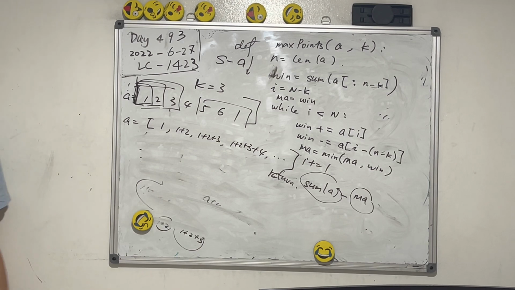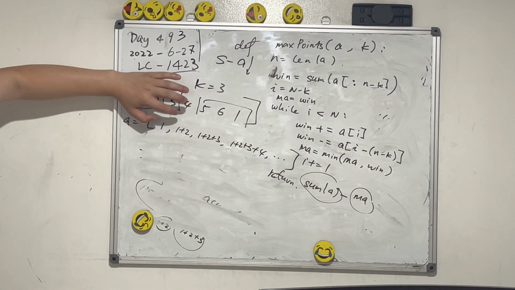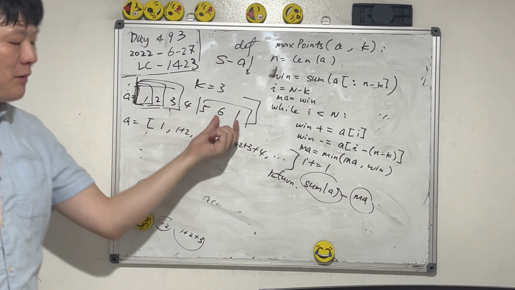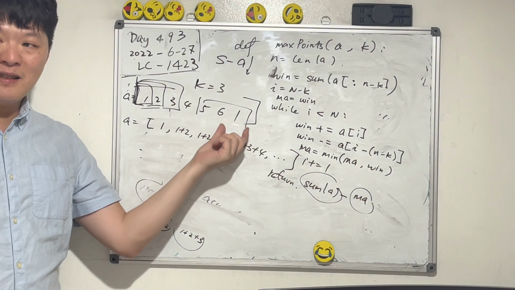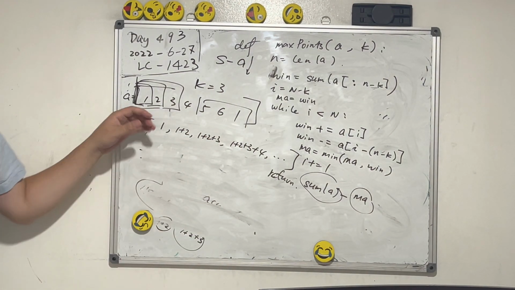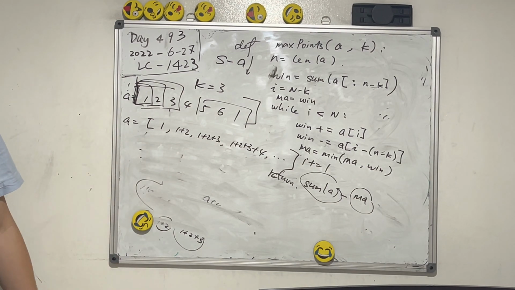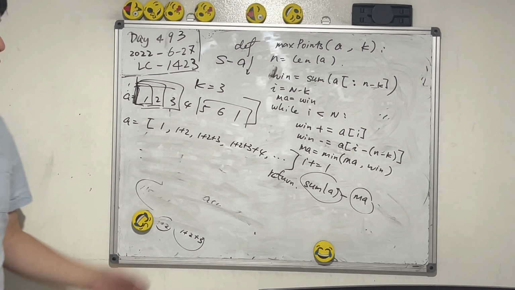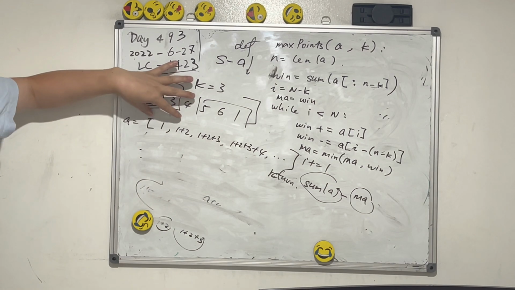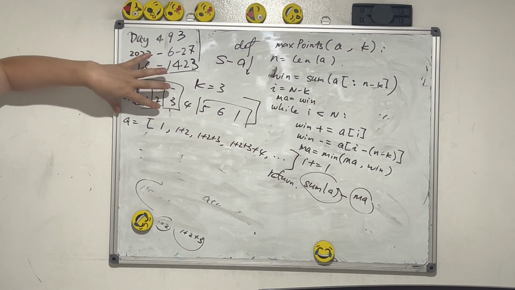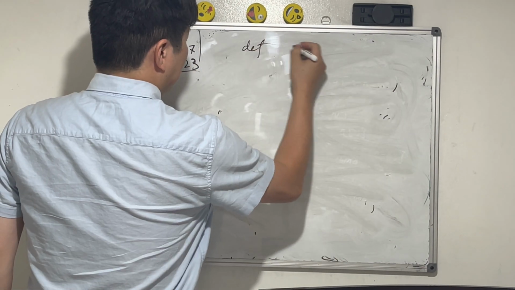Okay, so the other problem is we know how to calculate the sum of the first few numbers. How about the sum of the last few numbers? Think about it. We know the total sum, and we know the first few numbers. The sum minus the first few numbers is the remaining.